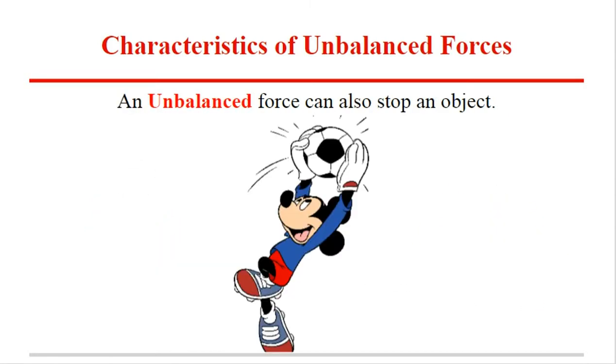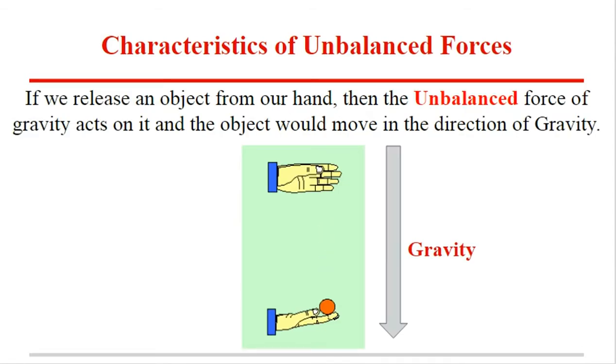Apart from that, unbalanced forces can also stop an object, which means unbalanced forces can change the state of motion of an object. And one of the best examples to understand the application of unbalanced forces is motion under gravity. If we release an object from our hand above the Earth's surface, the unbalanced force of gravity acts on it, because the only force acting on the object is gravity. The gravity acts on it and the body would move in the direction of gravity.